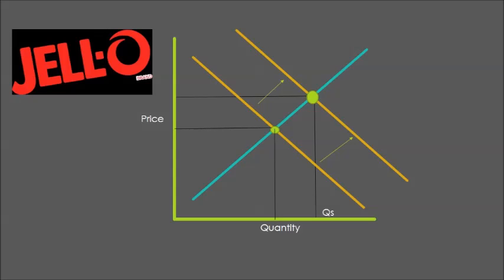People all over the world have suddenly discovered a hidden love for Jell-O. Their taste for Jell-O has exponentially increased, and so the demand curve has shifted upwards. The new equilibrium point is higher on the supply curve, so the price of Jell-O increases, and the quantity of Jell-O supplied, therefore, increases as well.